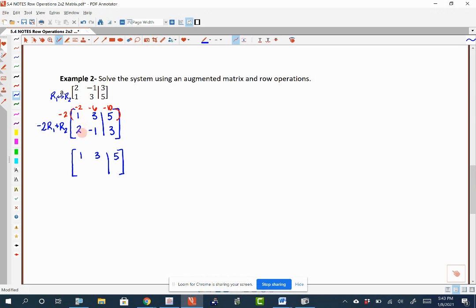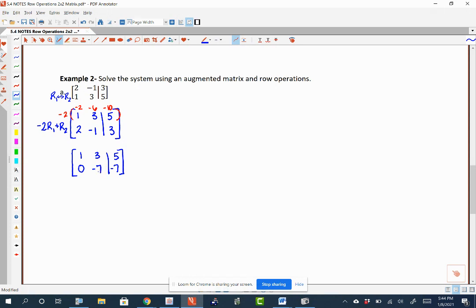Negative 2 plus 2 is 0. I wanted that 0, so that's good that that happened. Negative 6 plus negative 1 is negative 7. And negative 10 plus 3 is also a negative 7. We are halfway finished with solving this matrix, because our first column is finished. We got our 1 and then we got our 0. So now we're ready to go to our second column.